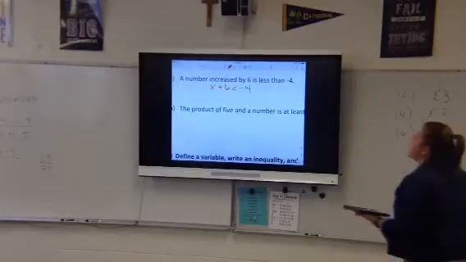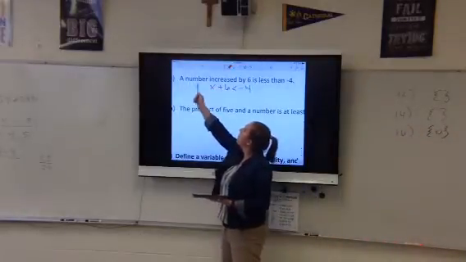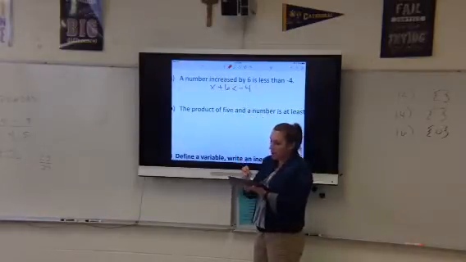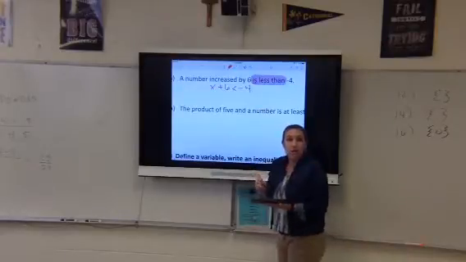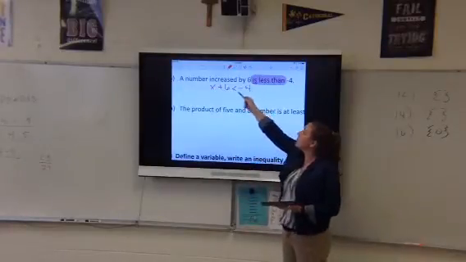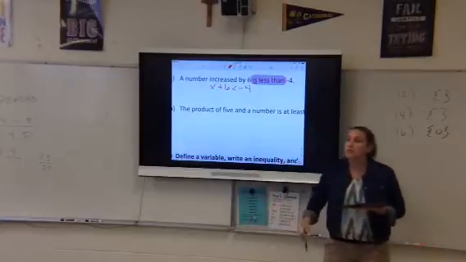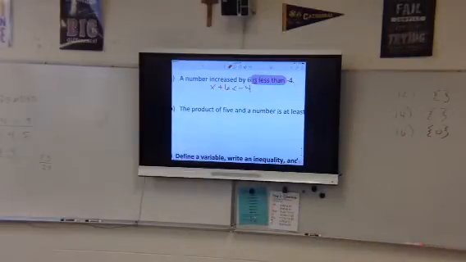Okay, so a number, that's your variable, increased by means addition, 6. And then we talked about this a little bit yesterday. Remember we talked about that "is" part. Okay, so "is less than" tells you that's where your inequality sign goes, negative 4. Okay? Alright, so now what would we do to solve this? Ben? You subtract 6 on both sides, which is negative 10, and you also flip the inequality sign.